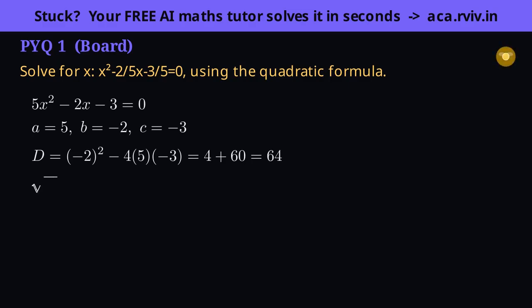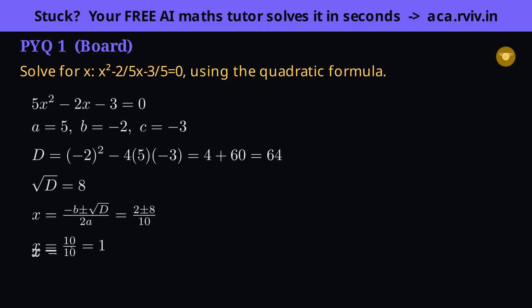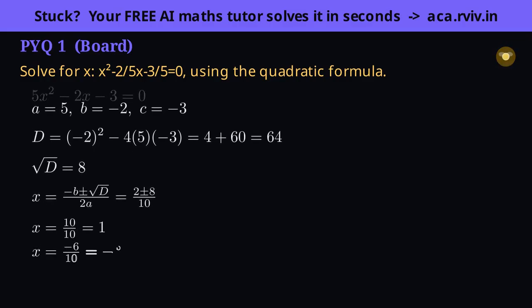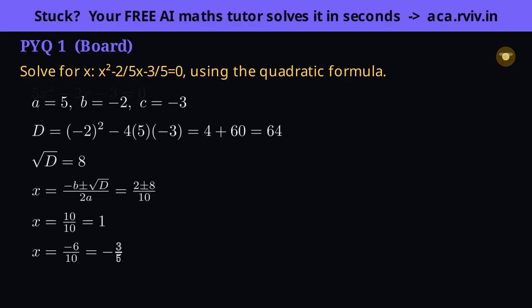64 is positive, so two real roots, and it's a perfect square, so they'll come out clean. Its square root is 8. Apply the formula, x equals minus b, that's plus 2, plus or minus 8, over 2a which is 10. Take the plus branch, 2 plus 8 is 10, over 10 is 1. Take the minus branch, 2 minus 8 is minus 6, over 10 is minus 3/5. The plus or minus is exactly what delivers both roots.